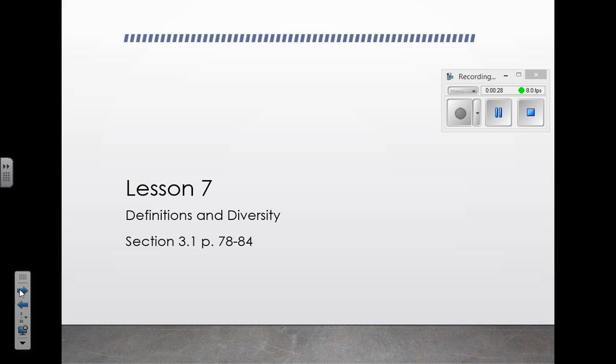So lesson 7 really goes with section 3.1 in your textbook, where we kind of define some of the terms that we're going to use. We talk about what diversity is and why it might exist. And the page numbers are there. You should certainly read the section of your textbook that accompanies this. So we're going to start with definitions and then talk a little bit about diversity after that.